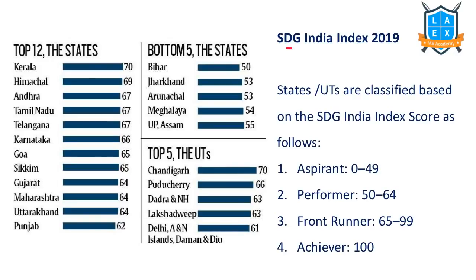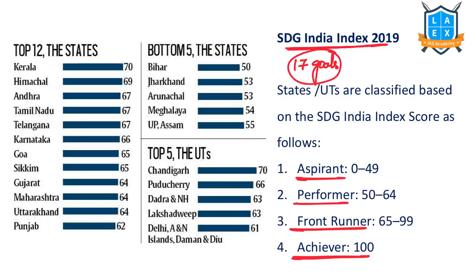With regard to this SDG India Index, Niti Aayog has categorized the states into 4 categories. 1. Aspirant category, 2. Performer category, 3. Front runner category, 4. Achiever category, based on the achievement of the 16 goals. We said there are 17 goals under SDG. Last one is on international collaboration. As that is not applicable to the states, we are considering only 16 goals. In 2018 index, we considered only 13, but in 2019, 16 goals are considered.